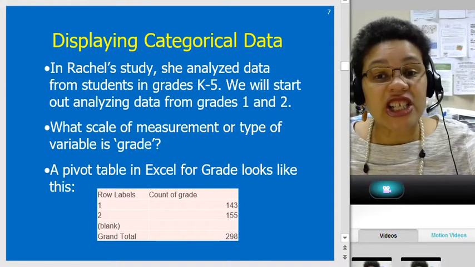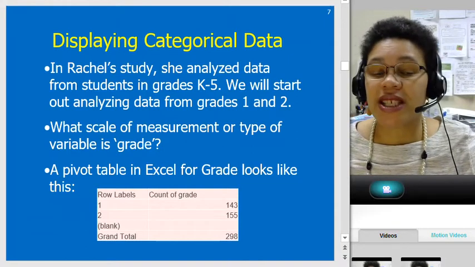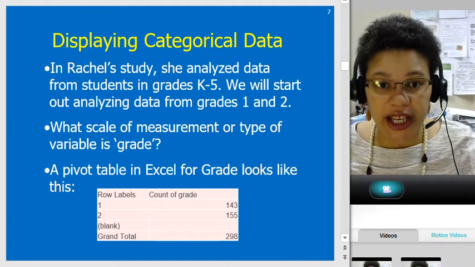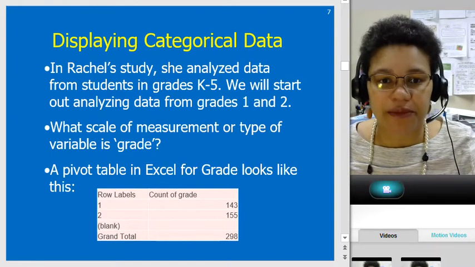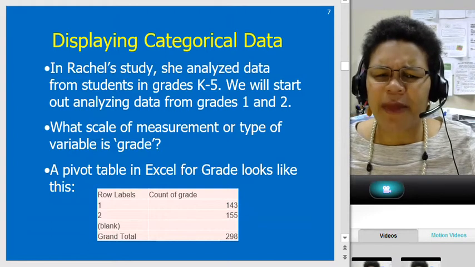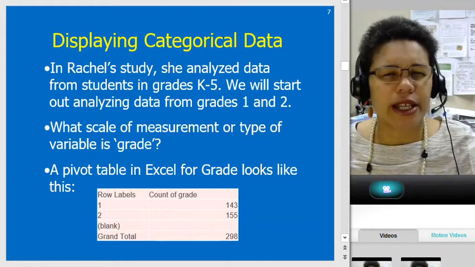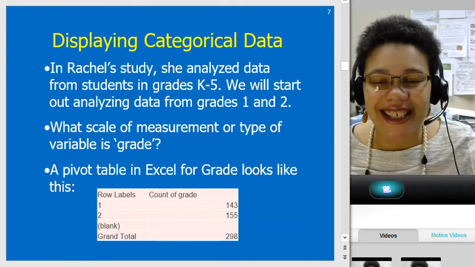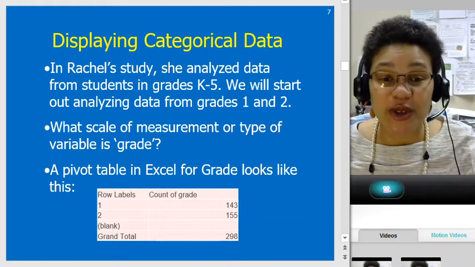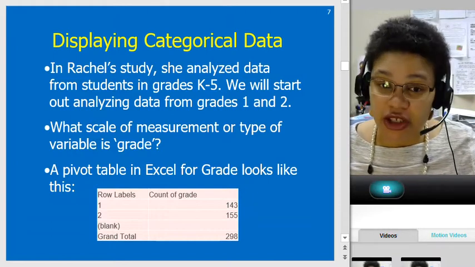So in Rachel's study, she analyzed data from students in grades kindergarten through fifth grade. We'll start out analyzing data from grades first and second. So what scale of measurement or type of variable is grade? Hmm. Grade. If you said continuous, you are right. Grade is a continuous variable. Now we're only looking at two grades though.